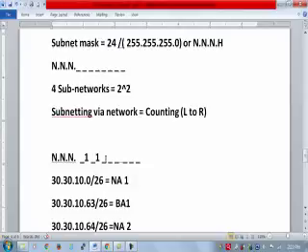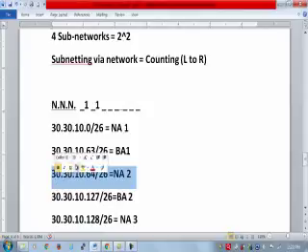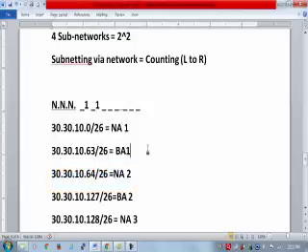I have the remaining 6 bits dedicated for host over here. So 2 to the power 6 is 64. So my next network address 2 will become 30.30.10.64/26. This becomes my network address 2. And then, very simply, broadcast address 1 will become 64 minus 1, which is equal to 63.